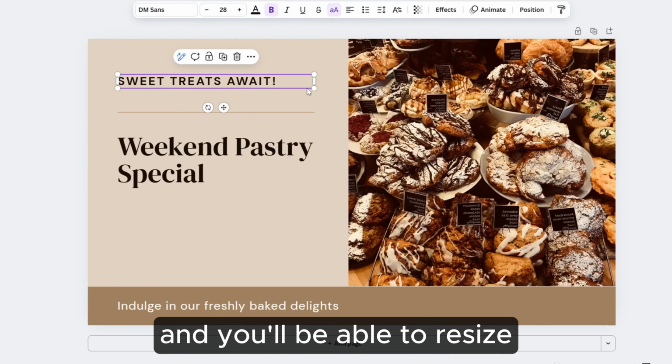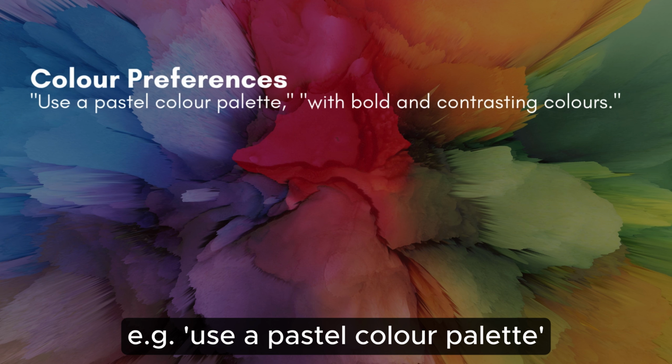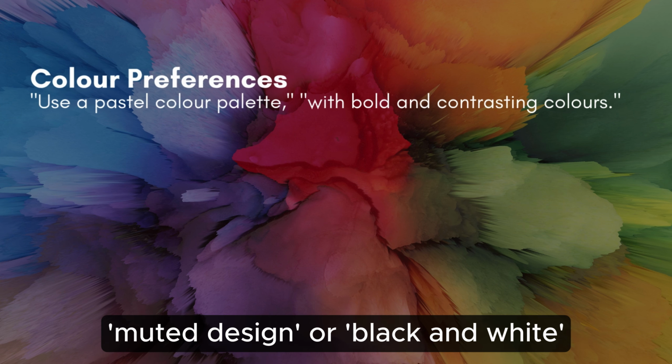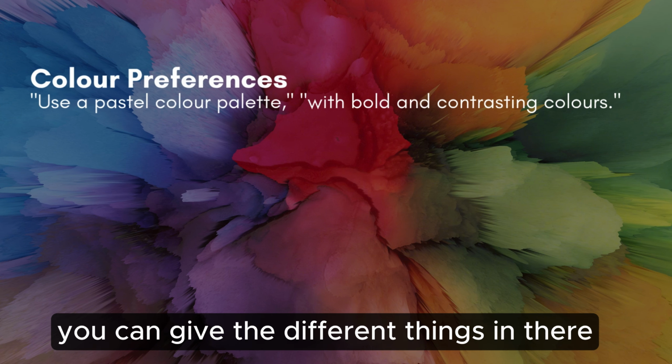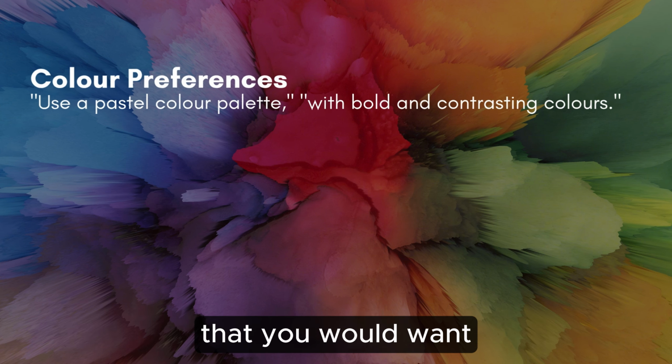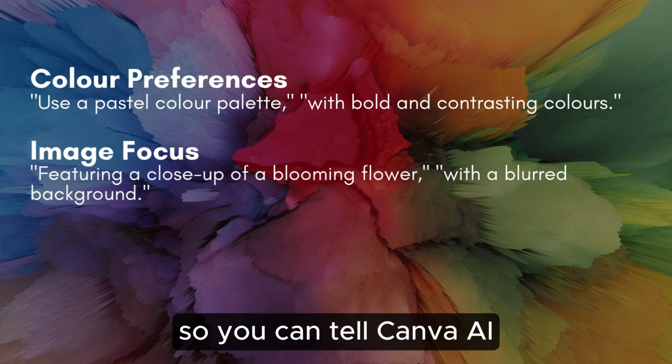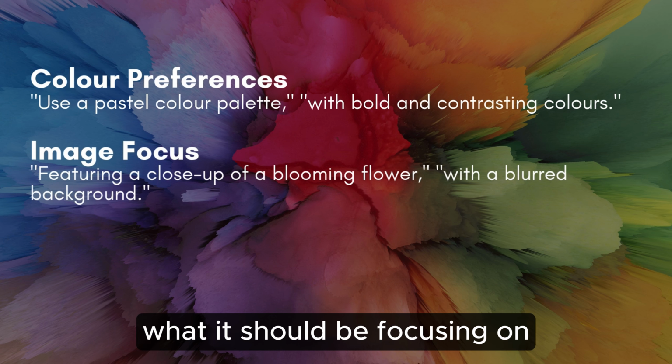You could use colour preferences, use a pastel colour palette, or with bold and contrasting colours, muted design, or black and white. You can give the different things in there that you would want. Image focus, you could say featuring a close-up of a blooming flower or with a blurred background so you can tell Canva AI what it should be focusing on.